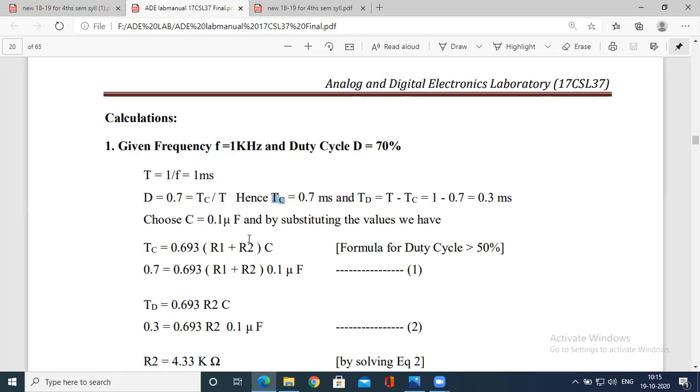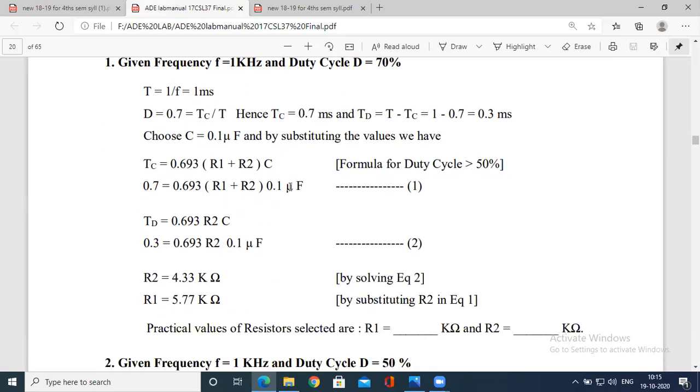Fine. Now I need to calculate the resistor values, taking the C value as 0.1 microfarad. Substitute these values into the charging formula Tc for the case of duty cycle greater than 50%: 0.693 times (R1 plus R2) times C. Substitute all the Tc and Td values. This is the charging formula. This is the discharging formula: 0.693 times R2 times C, because discharging happens only through R2.